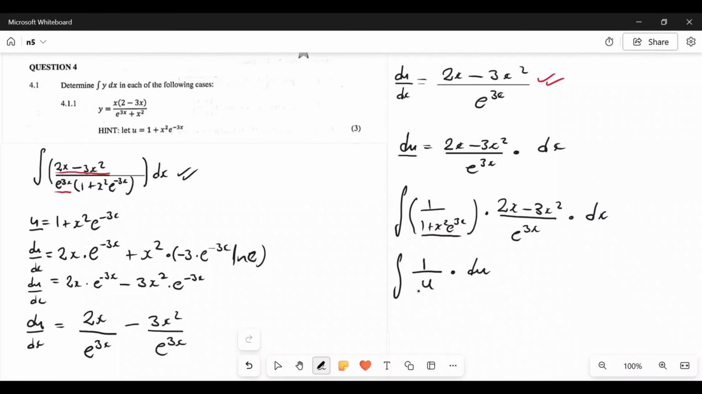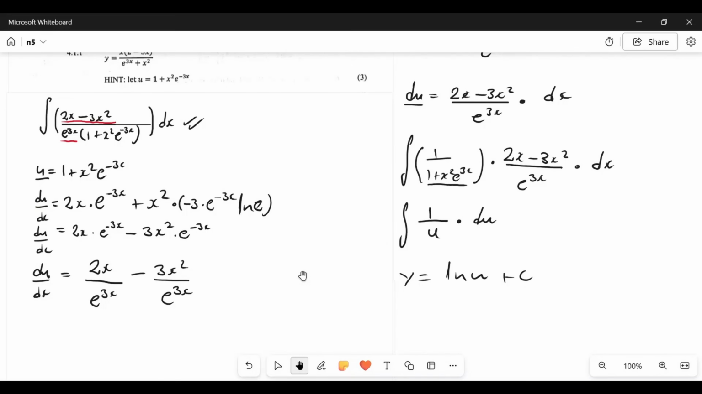Right. So from here, this is the integral of 1 over u. When we have something like this, we know that this is going to give us y is equaling to ln u plus c. But we know that u is actually 1 plus x squared multiplied by e to the power of negative 3x. So instead of writing u, we're going to write ln, open bracket, 1 plus x squared, e to the power of negative 3x, close bracket, plus c. So this here is our final answer.